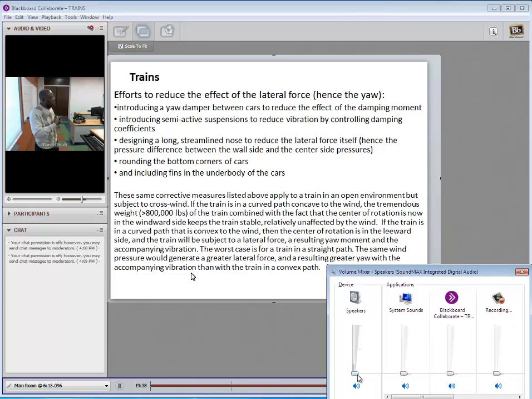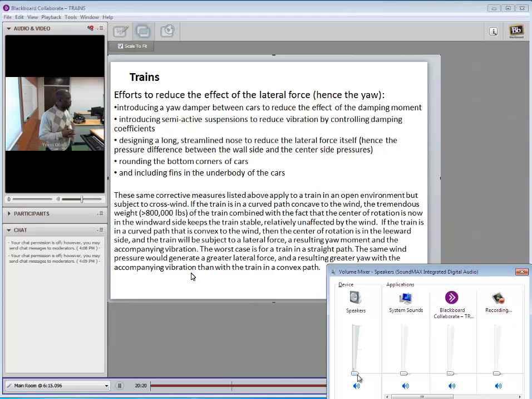Designing a long streamlined nose to reduce the lateral force itself. And once the lateral force is reduced, it means the pressure difference between the wall side and the center pressure is reduced. So the design of a long nose would help to reduce that. And this is being put into practice in the design of trains, actually, having longer noses and more aerodynamically profiled noses, so that there's good streamline coming, so that less of the force is being shot in the lateral direction, but it keeps going along the profile of the train, at least before the train starts to make a turn.